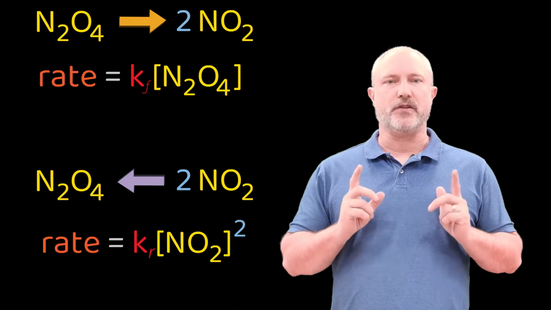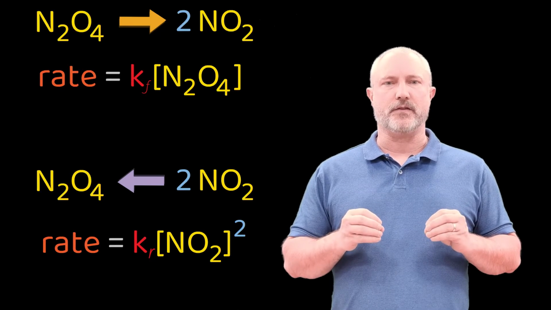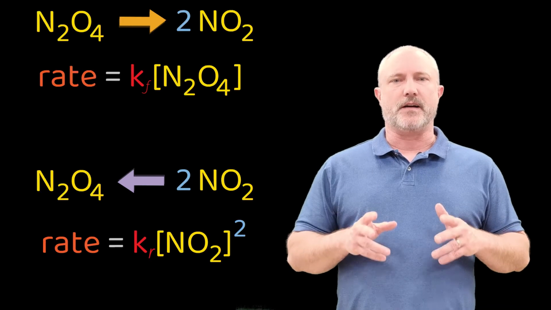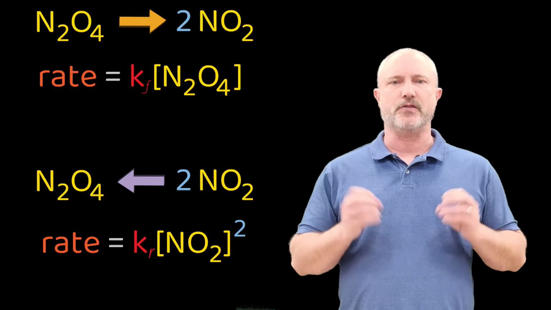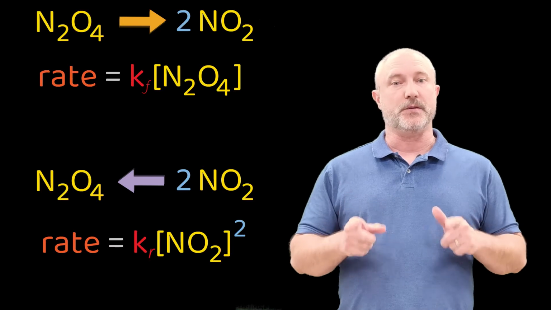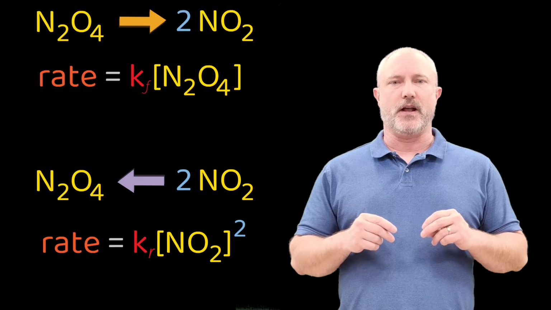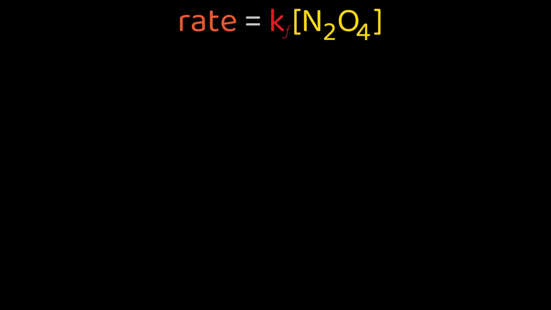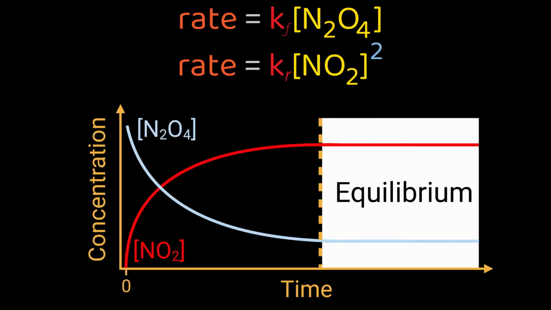If we put dinitrogen tetroxide into a container and allow it to react, it will move in the forward direction. However, once nitrogen dioxide starts to build up, it will react to form dinitrogen tetroxide. So dinitrogen tetroxide will be disappearing as it turns into nitrogen dioxide, which will be disappearing as it reacts back into dinitrogen tetroxide. If we leave this reaction alone, the concentrations will change over time as we see in this graph. Notice that in the beginning, the change in concentration of both reactants and products is rapid, but they will both eventually settle to a constant concentration.